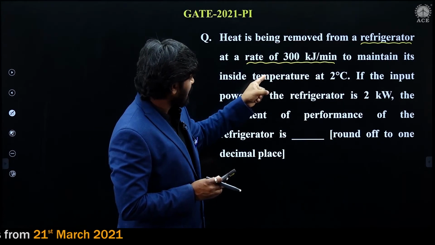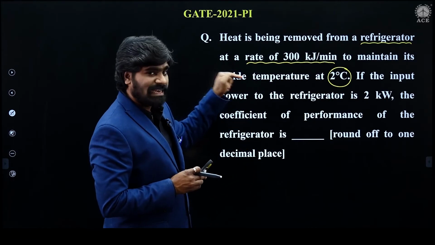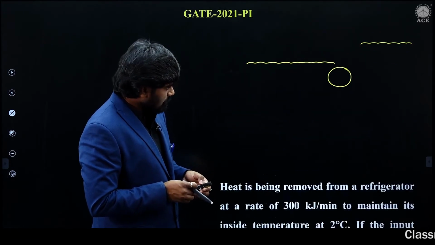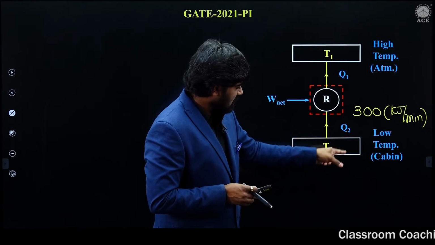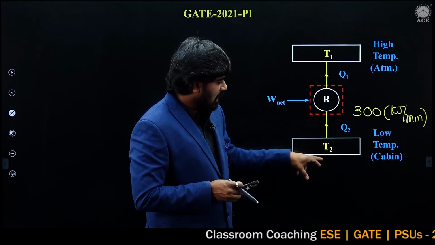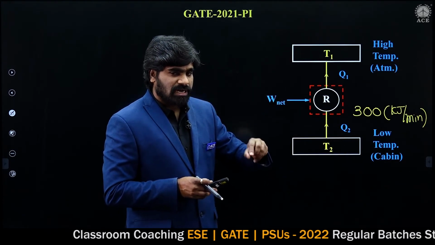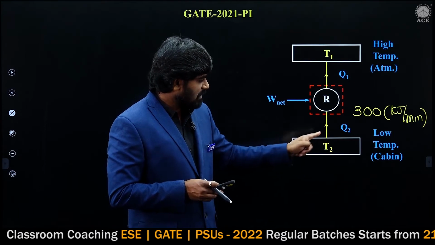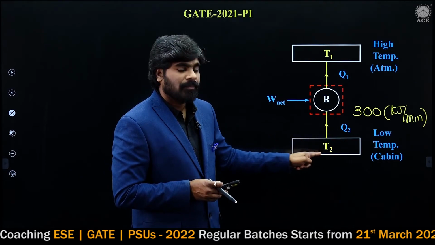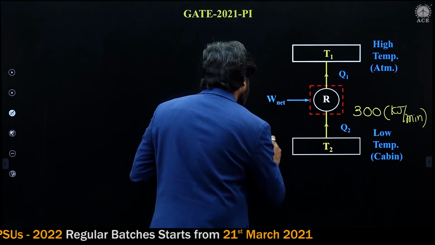Given to maintain 2 degrees centigrade, to maintain its inside temperature. This is nothing but the storage space or cabin. I explained in the second law of thermodynamics, if you take a domestic refrigerator, the inside temperature, or low temperature, that is the storage space temperature, is given as 2 degrees centigrade.